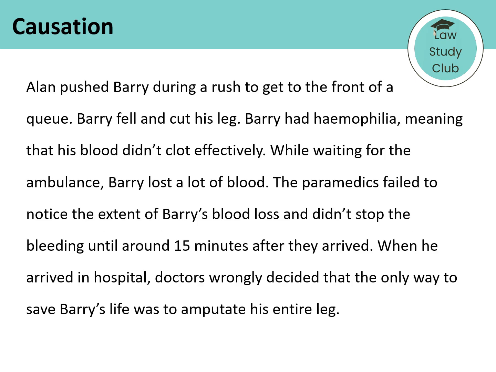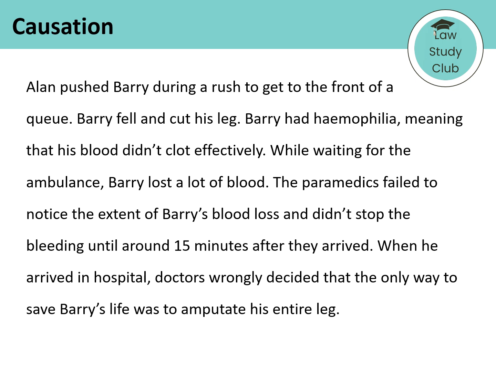So now work through this scenario to check your understanding of causation. Alan pushed Barry during a rush to get to the front of a queue. Barry fell and cut his leg. Barry had haemophilia, meaning that his blood didn't clot effectively. While waiting for the ambulance, Barry lost a lot of blood. The paramedics failed to notice the extent of Barry's blood loss and didn't stop the bleeding until around 15 minutes after they arrived. When he arrived in hospital, doctors then wrongly decided that the only way to save Barry's life was to amputate his entire leg.